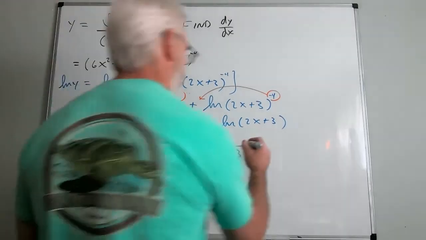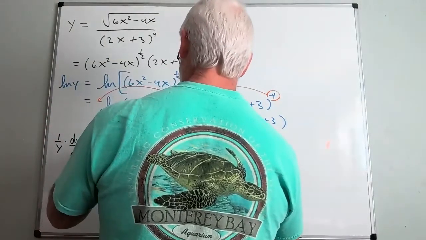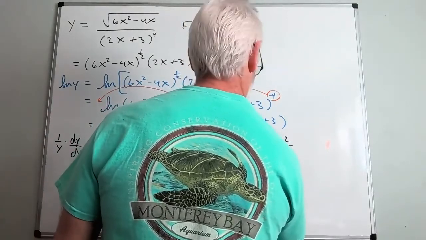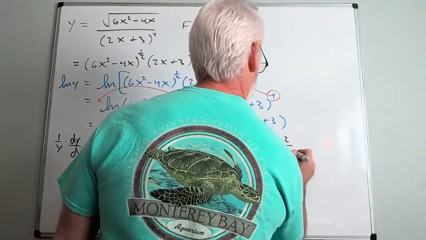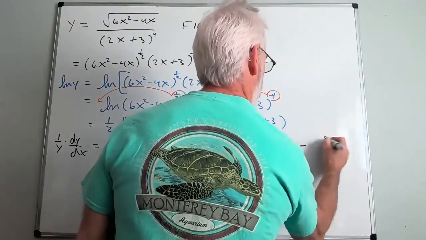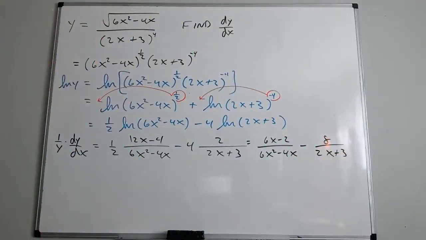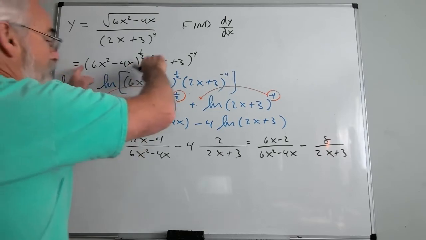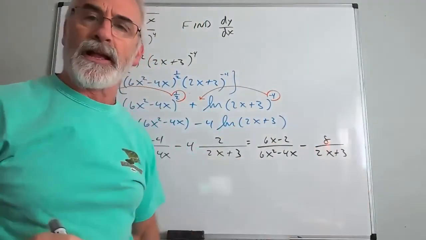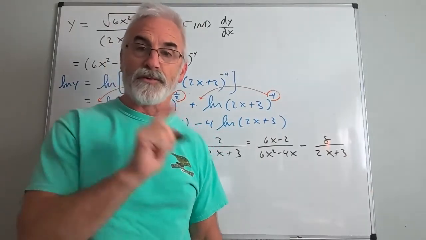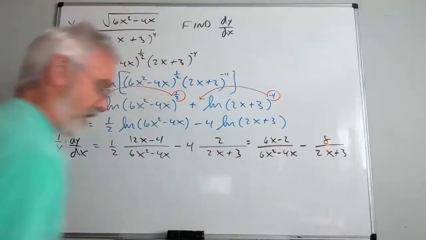Okay, so at this point in the game, I've got (6x minus 2) over (6x squared minus 4x) minus 8 over (2x plus 3). Now, to put these over a common denominator would probably be wise because it would make the next step less work. Otherwise when I multiply both sides by this, I have to do my factoring. I think at this point, putting them over a common denominator will be a time saver if I do it now.